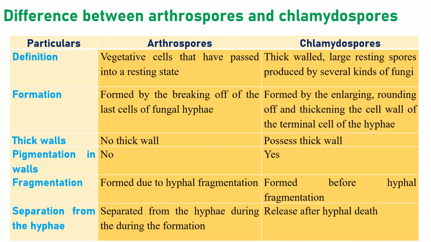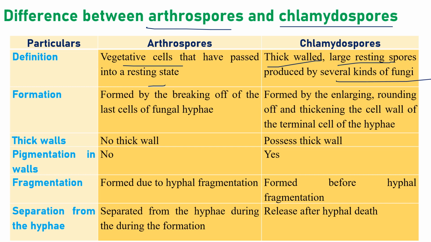The next one, difference between arthrospores and chlamydospores. Generally, arthrospores are vegetative cells that have passed into the resting state. When it comes to chlamydospores, they are thick-walled, large resting spores that are produced by various kinds of fungi.